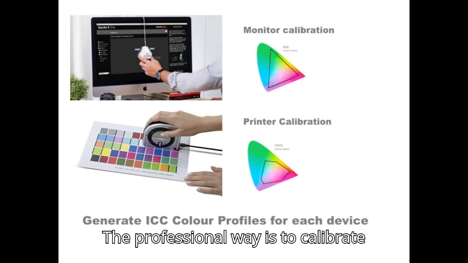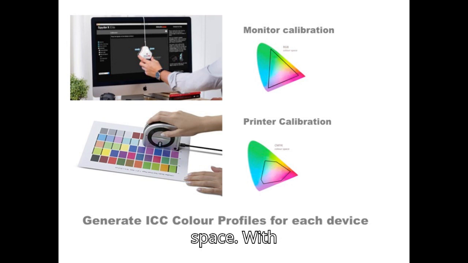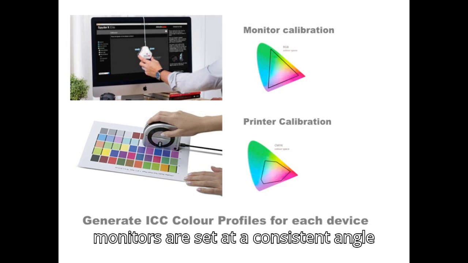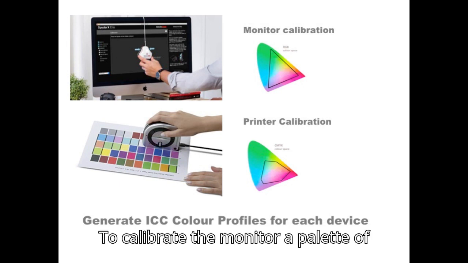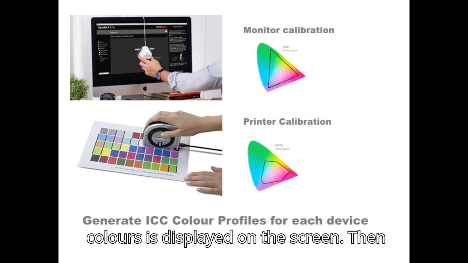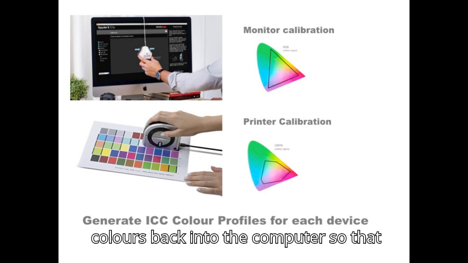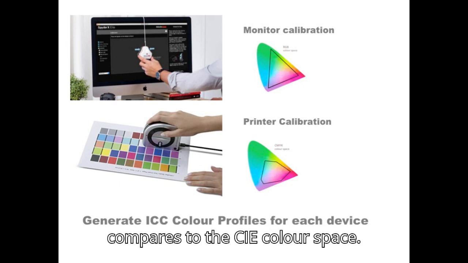The professional way is to calibrate devices and to work in a shared colour space. With monitors, you need to ensure all the monitors are set at a consistent angle and the ambient lighting is controlled. To calibrate the monitor, a palette of colours is displayed on the screen, then using a spectrophotometer, you read these colours back into the computer so that it knows how the monitor's colour space compares to the CIE colour space.